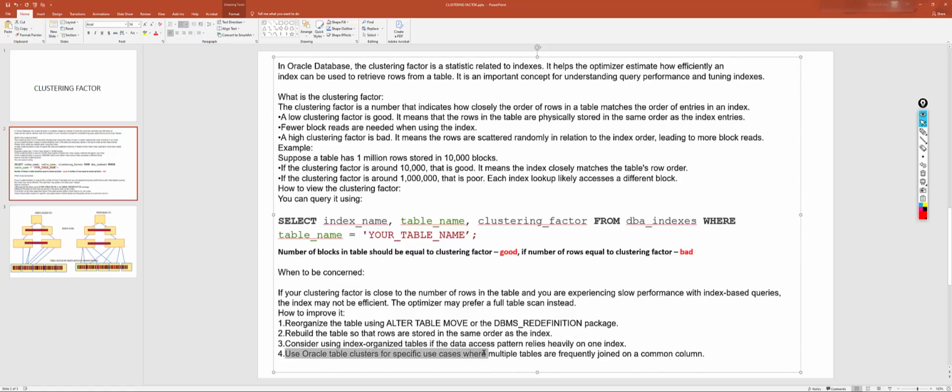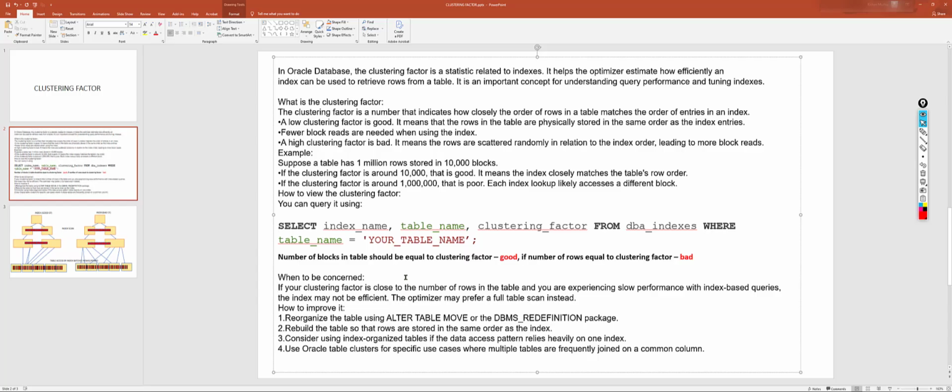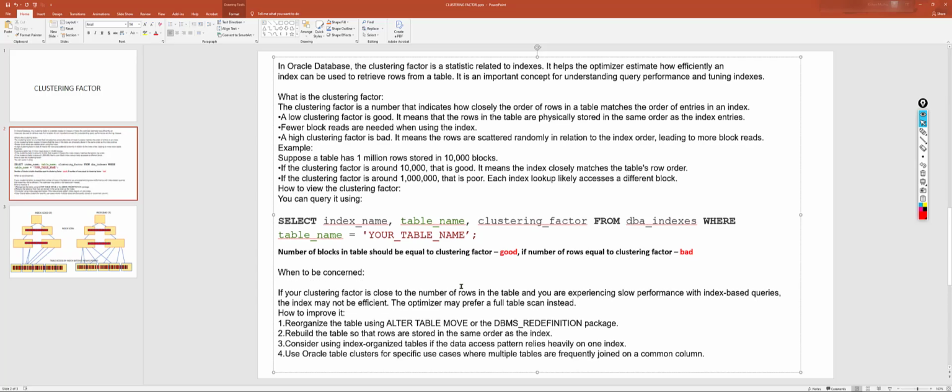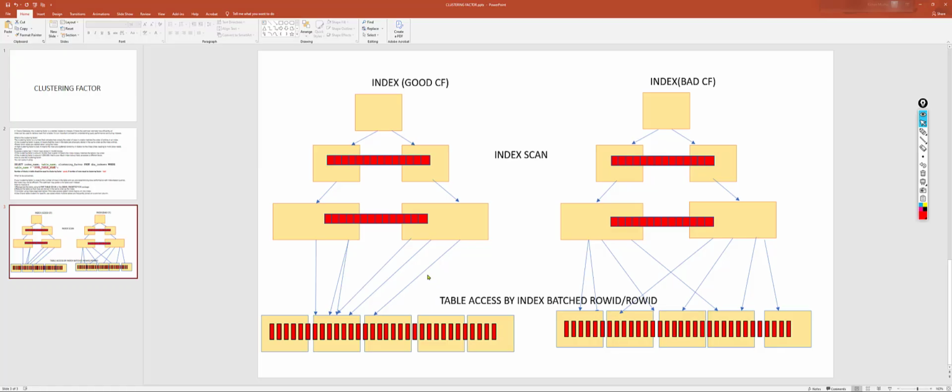Coming to the fourth solution, we can use table clusters for specific use cases where multiple tables are frequently joined. This is only feasible for clustering the tables, but in real time, a clustered table is itself a different or specific use case, right? We cannot use clustered tables for every application. Okay, so this is the importance of the clustering factor.